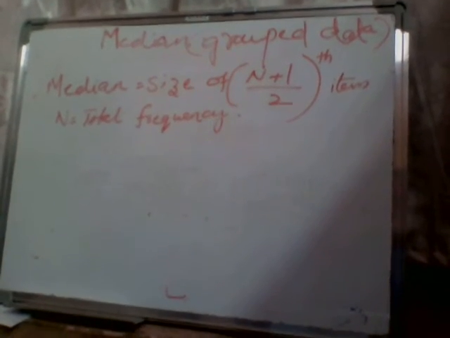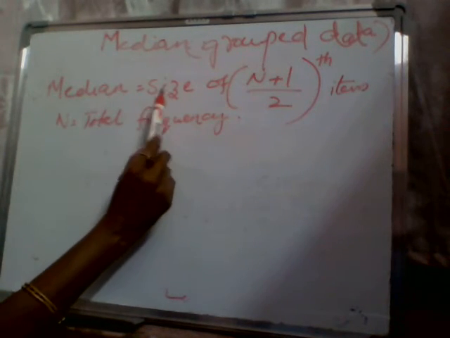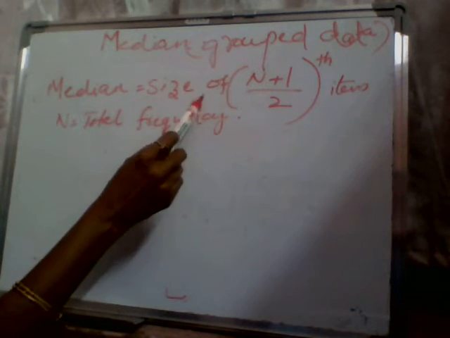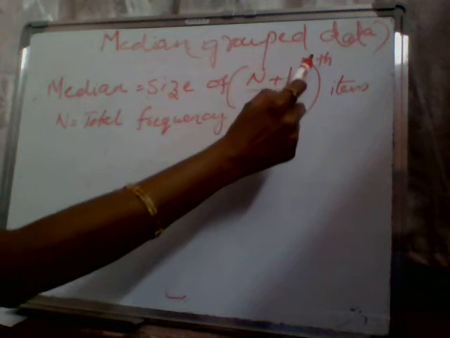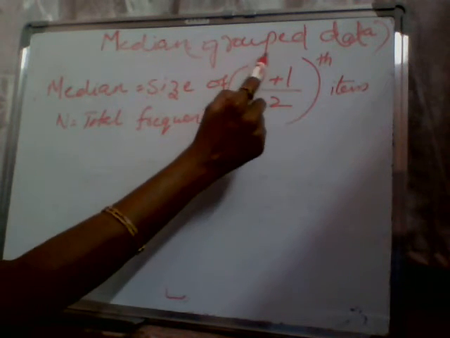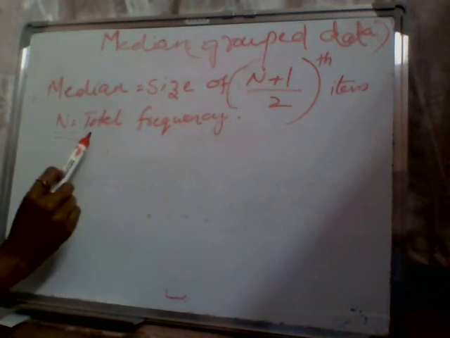Now we can study grouped data, the calculation of median in grouped data. In grouped data we can find the median through this method: median equals the size of (N plus 1) divided by 2 item. Here you can see it is the capital letter N. What is capital letter N?